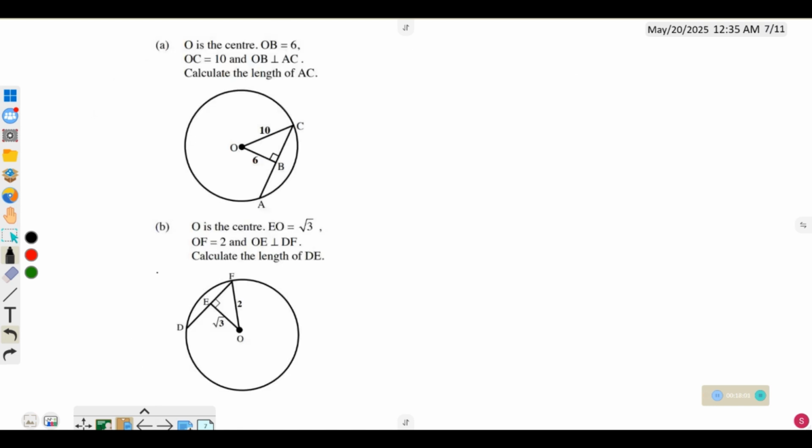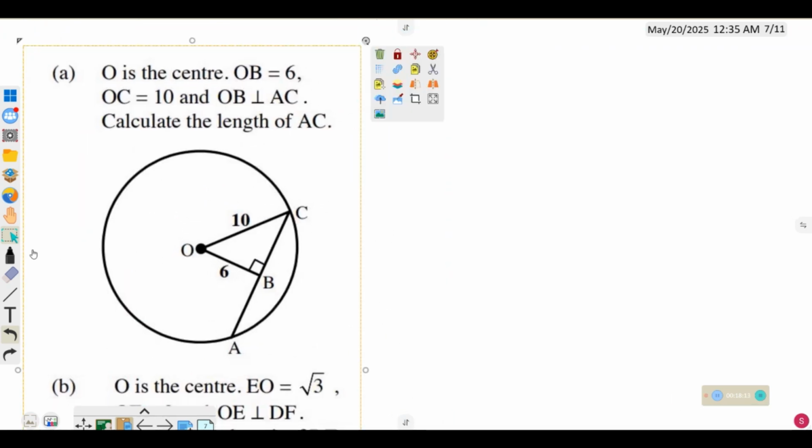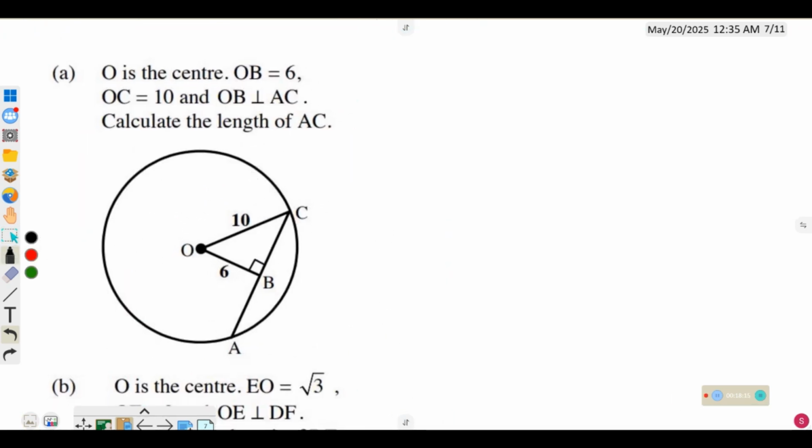Let's look at another one. Okay, this is for you to do. Okay, but now it's actually the opposite. Calculate the length of AC, or maybe we should try it. Just gonna do one of these, and then the rest is yours. Let's take our A. O is the center of the circle. You are given OB, which is 6 units. You are given OC, which is equals to 10 units. OC is the radius, remember that.